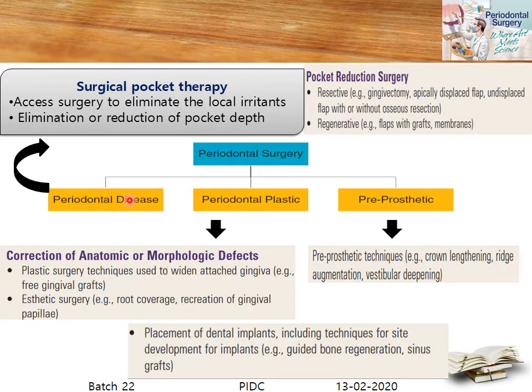Periodontal disease surgery, or the surgery which is aimed at reducing the periodontal disease, is mainly done to gain access to the area to eliminate the local irritants or to eliminate or reduce the pocket. Whereas periodontal plastic surgery is mainly done to correct the anatomic or the morphologic defects. Pre-prosthetic surgeries include your crown lengthening, ridge augmentation, and vestibular deepening. Again, surgical therapy would include pocket reduction surgeries such as your resective or your regenerative surgeries.